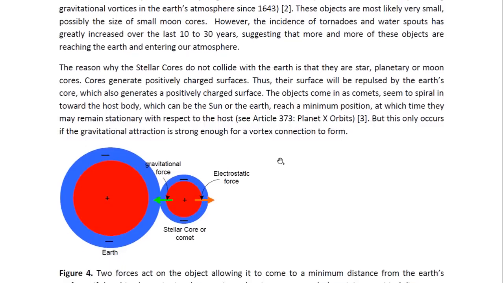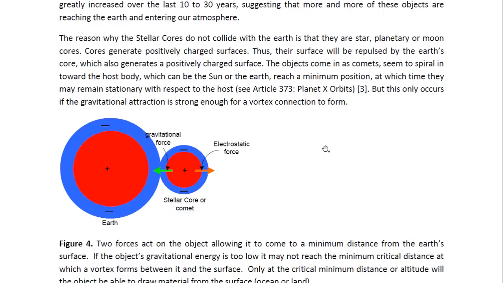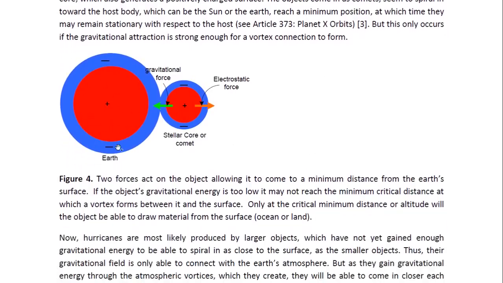The objects come in as comets, seem to spiral in toward the host body, which can be the sun or the Earth, and reach a minimum position at which time they may remain stationary with respect to the host. And you may look at Article 373 entitled Planet X Orbits for more details. But this only occurs if the gravitational attraction is strong enough for a vortex connection to form. So here we see two objects. This one represents the Earth. It has a positively charged core.